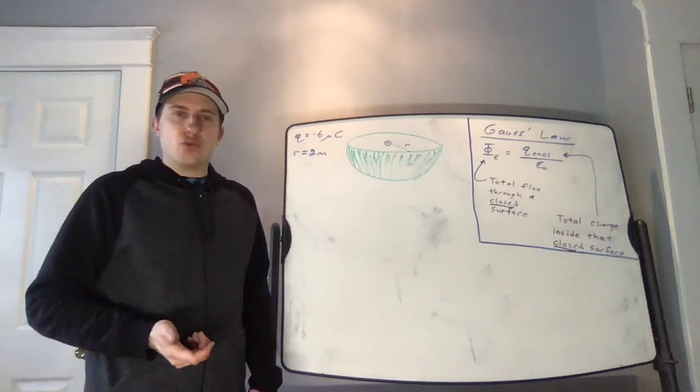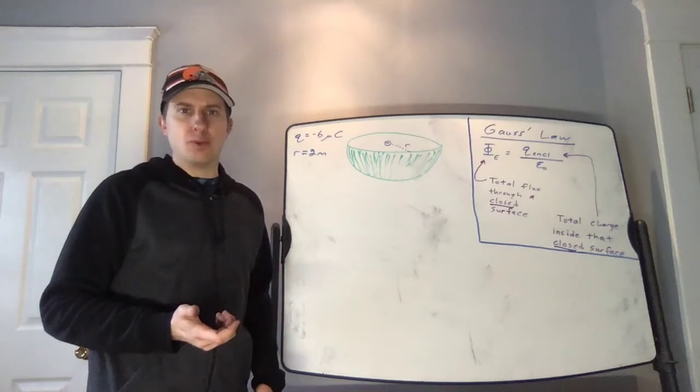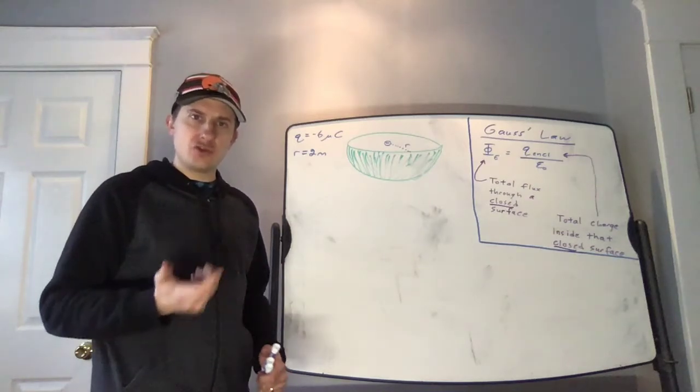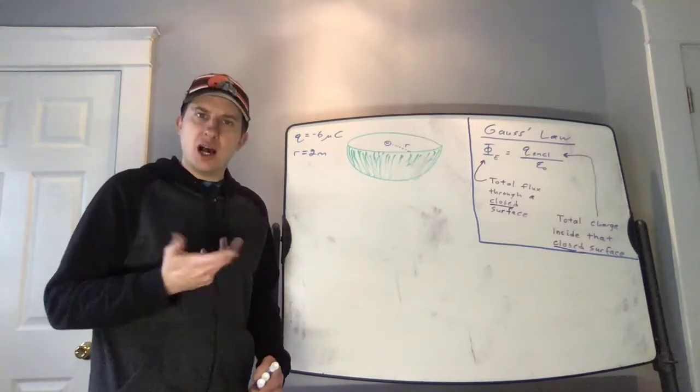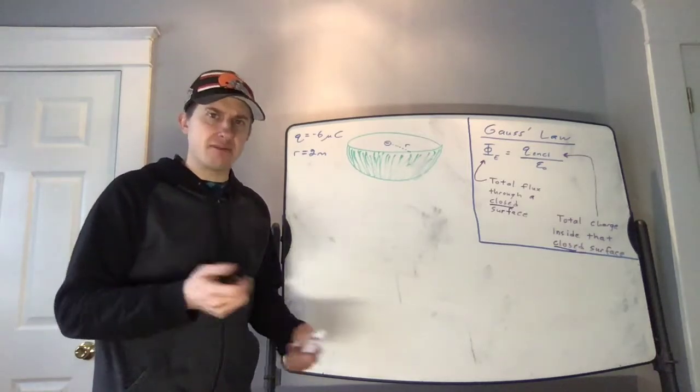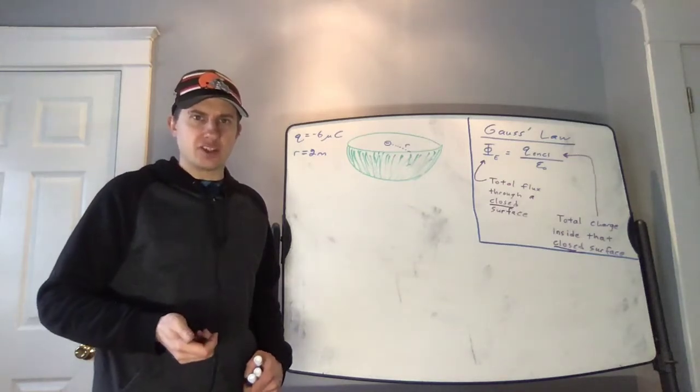In this example, we are going to determine the electric flux through a hemispherical bowl of radius 2 meters due to a -6 microcoulomb point charge at the center of the bowl. A hemispherical bowl is just half of a sphere. To answer this question, we are going to employ Gauss's law.